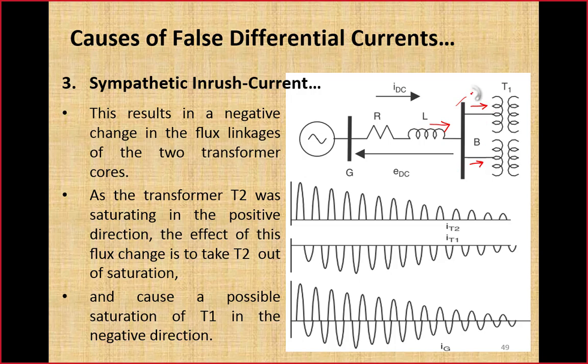This current IT1 will be full of harmonics because it is inrush current, so it will have all the harmonics, and second will be the dominant one. Same is true for this current IT2, that is also inrush current. It will have all the harmonic components in it, and second one will be the dominant one.